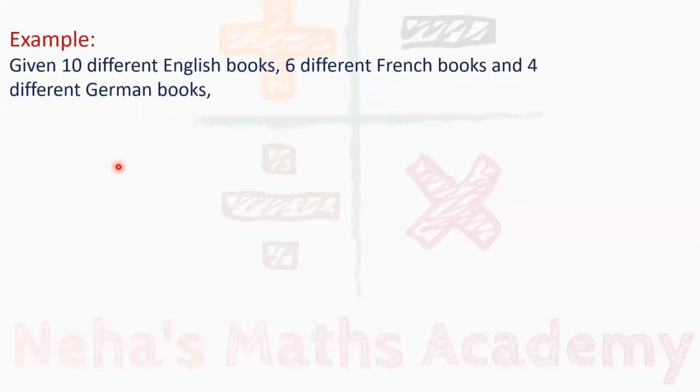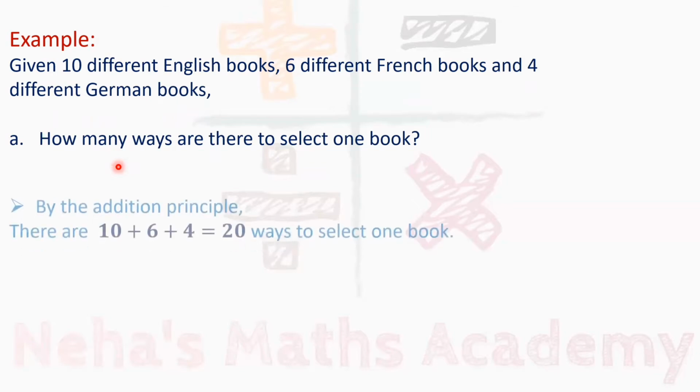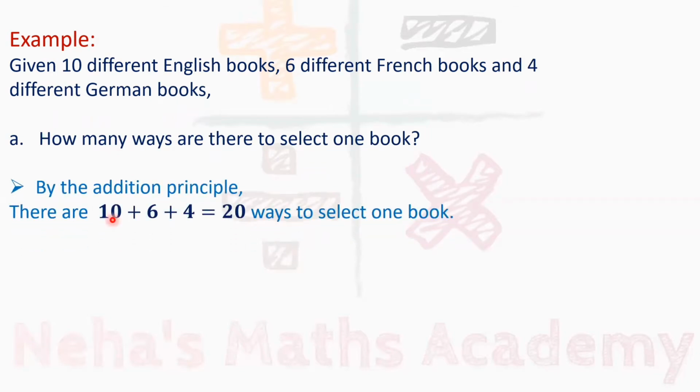Next example, given 10 different English books, 6 different French books, and 4 different German books, how many ways are there to select one book? We have to select only one book, that is either a book of English or a book of French or a book of German. So as the OR word comes, we will use the addition principle. So by using the addition principle, there are 10 plus 6 plus 4, that is equal to 20 ways to select one book.